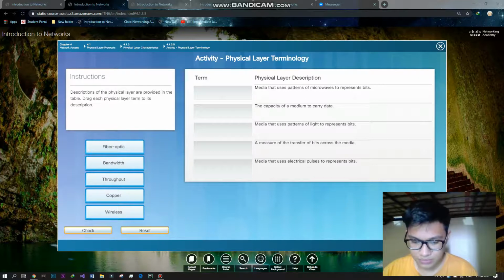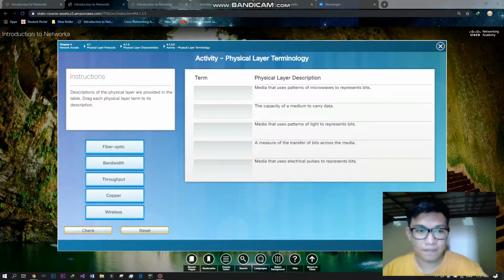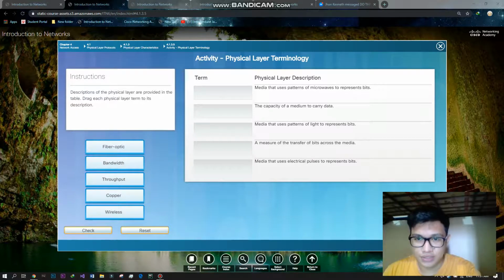So what we're gonna do is drag these terminologies into their corresponding meaning. So let's read number 1: media that uses patterns of microwave to represent bits.